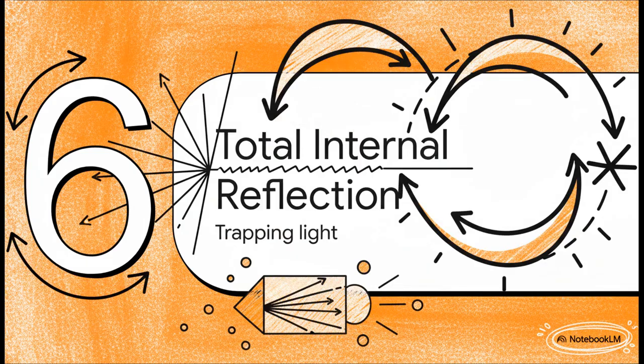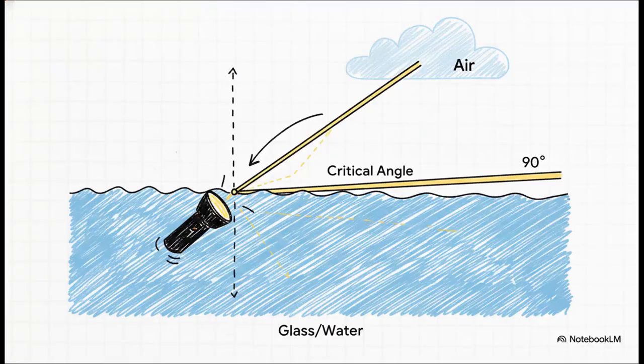All right, Section 6, Total Internal Reflection. This is where we learn how to trap light. And now, my friends, we have arrived at the ultimate climax of this entire explainer. This is the spectacular phenomenon where light completely refuses to leave a medium.